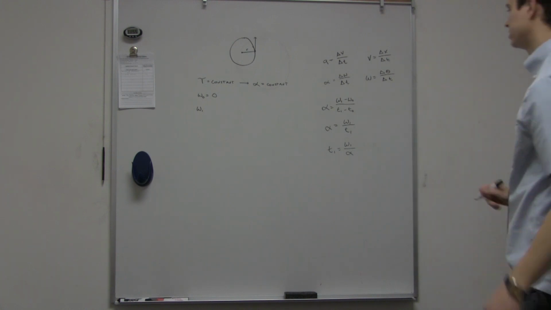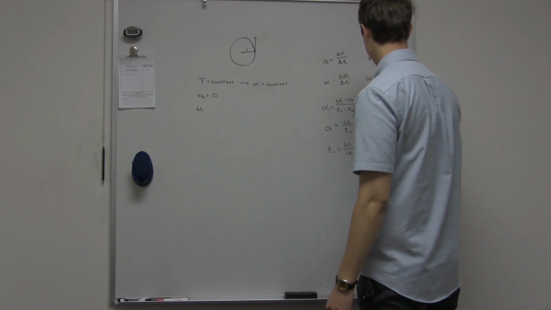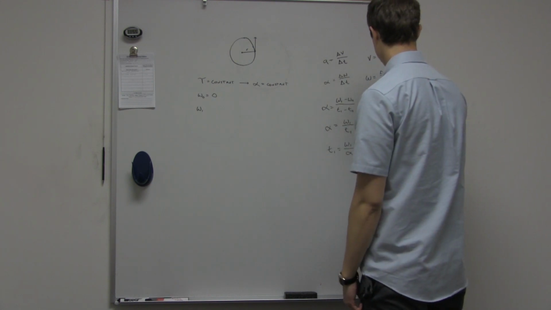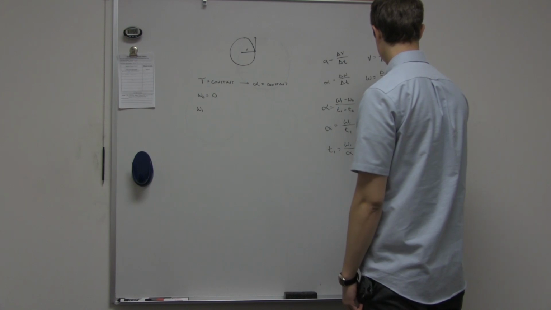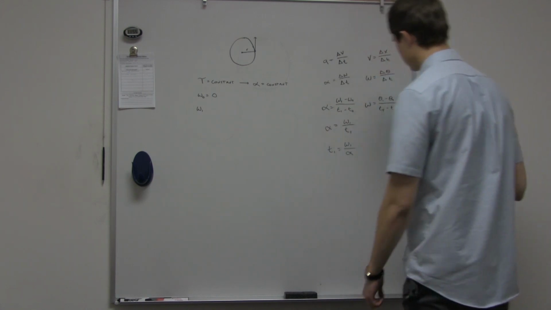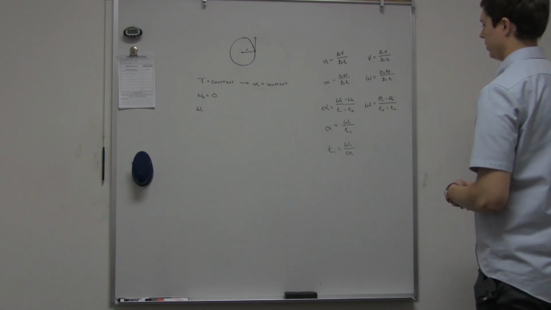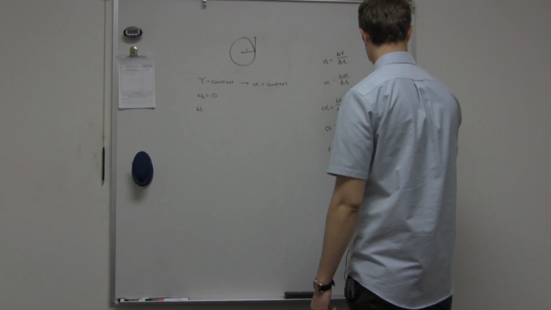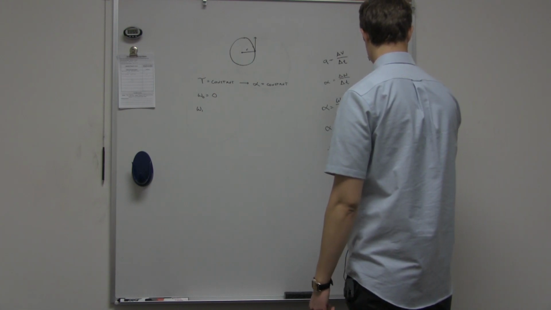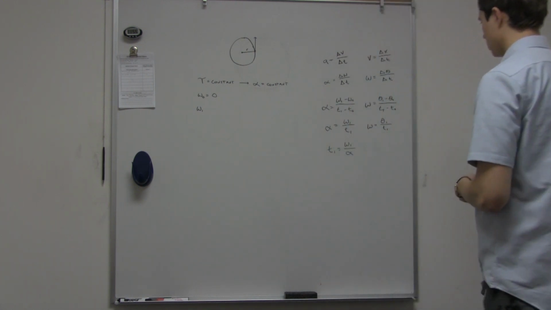So again, since we know that delta always means final minus initial, we can say omega equals theta 1 minus theta naught over t1 minus t naught. Since both of these are going to be 0, we can just express it as omega equals theta 1 over t1.